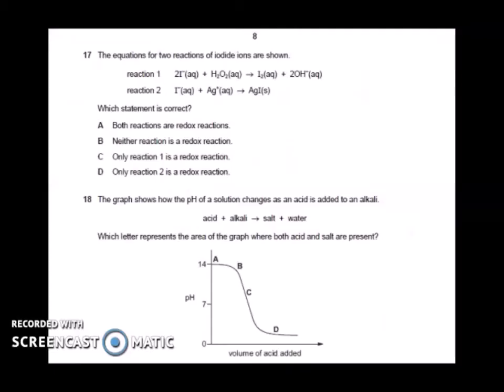Okay, now number 17. The equations of two reactions of iodide ion are shown. Which statement is correct? It's all about redox, so let us check one by one. If you look at reaction 2, this is the same, because when we separate this, we get silver positive ion and iodide negative ion, so it's not redox. So only reaction 2 is a redox reaction is wrong. Both are redox reactions is wrong.